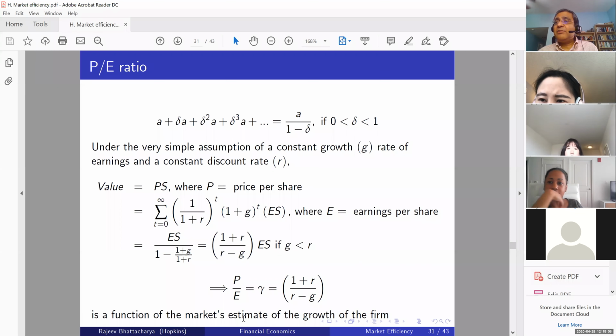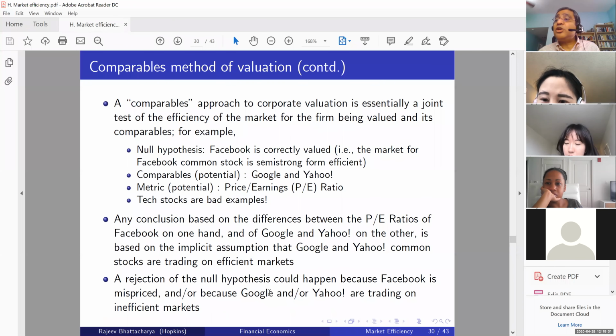So P divided by E, the price earnings ratio, is often called gamma, because it is a function of the market's estimate of the growth of the firm. As you can see, the higher the G, the higher the gamma. This is very simple. I'm just trying to get you to understand that the price earnings ratio is an idea of how the market views the firm is going to grow in the future. That's what the price earnings ratio is.